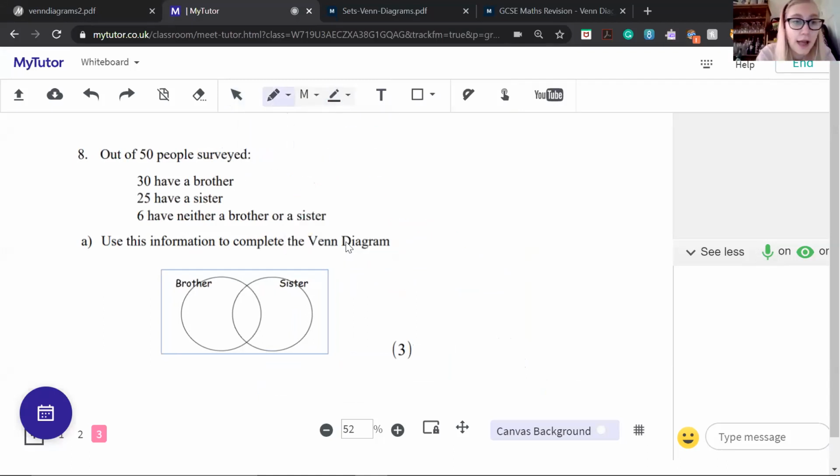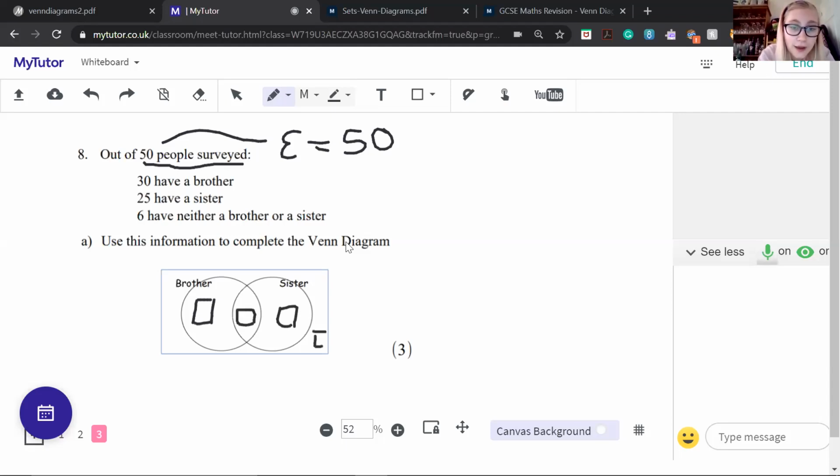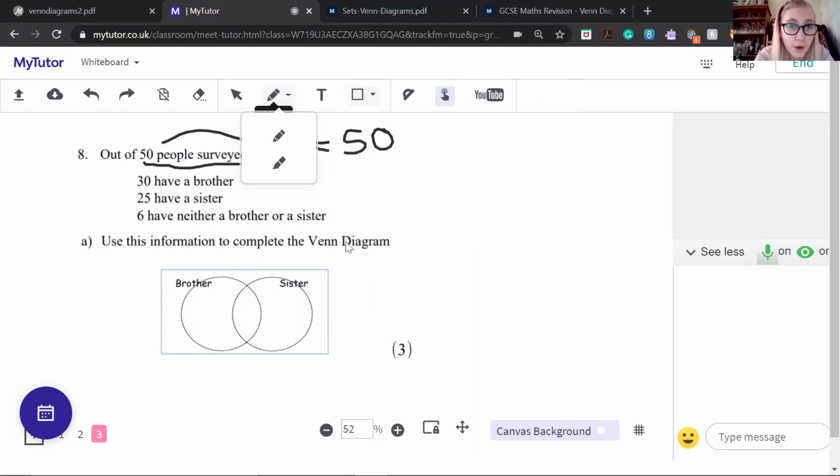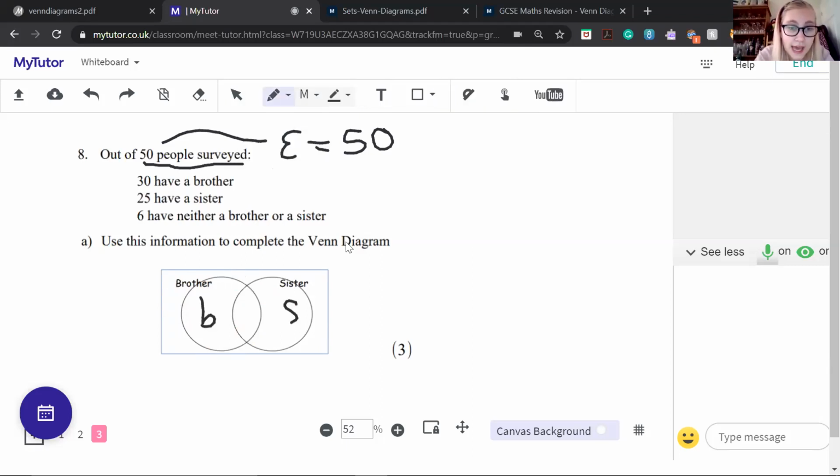So for example, out of 50 people surveyed, that means we know that our epsilon is 50, right? So the total, basically, we're going to have to fill in a number here, a number here, a number here, and a number here. That's all the information that we want to put on this. And we know that the sum of all of these numbers has to be equal to 50. Now, 30 have a brother. Why don't I put some letters in here? We'll call this B, we'll call this S, we'll call this X, and let's call this N for neither.